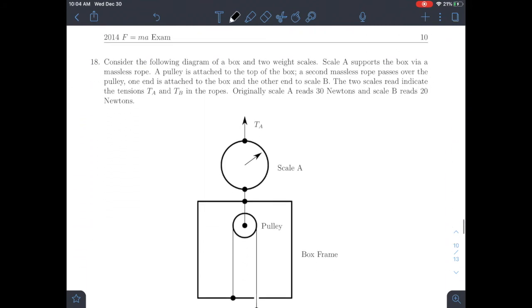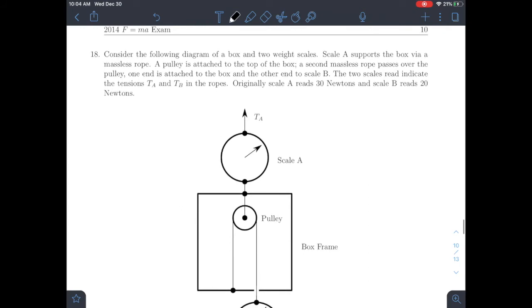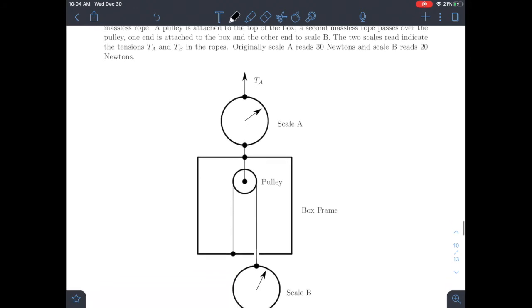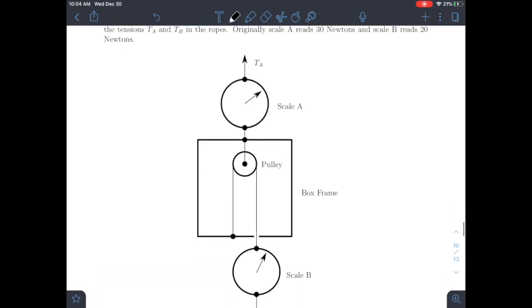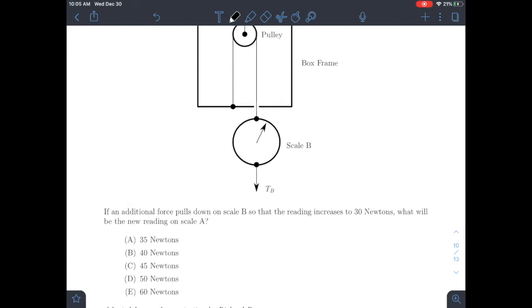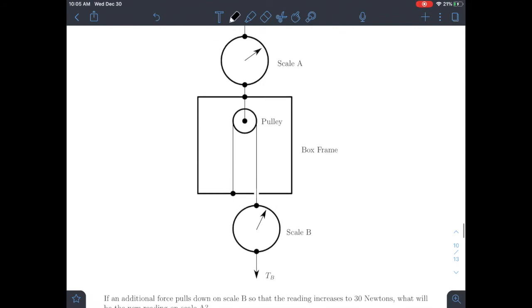Question number 18. Consider the following diagram of a box and two weight scales. Scale A supports the box via a massless rope. A pulley is attached to the top of the box. A second massless rope goes over the pulley and is attached to the box and scale B. The two scales indicate the tensions TA and TB in the ropes. Originally, scale A reads 30 newtons and scale B reads 20 newtons. If an additional force is pulled down on scale B, and its reading increases to 30 newtons, what does scale A show now?